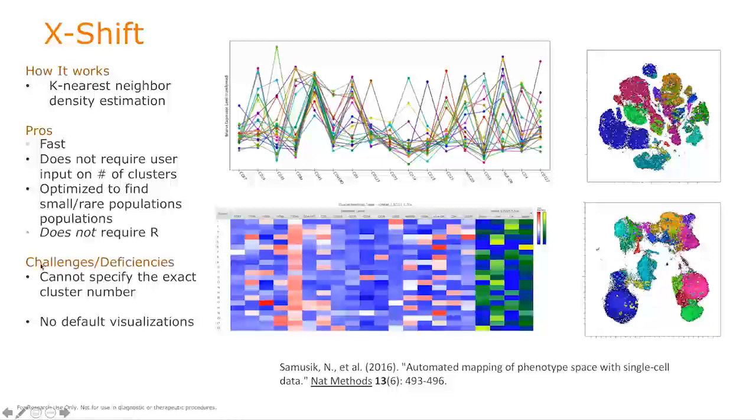And the same thing that is good, where you don't have to specify the number of clusters, can also be a deficiency. You can't specify the number of clusters. So if you want to get out a specific number of populations, you can't do that with XShift. And there are no real default visualizations. The visualizations I'm showing you are coming from my Cluster Explorer tool, which will create these overlays.